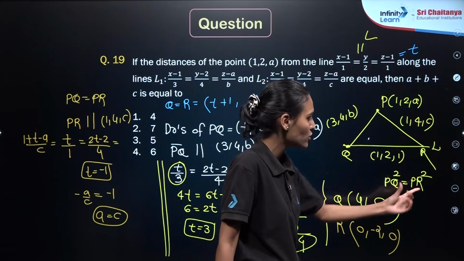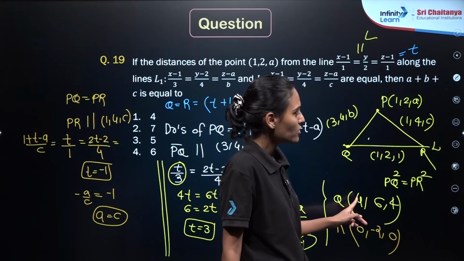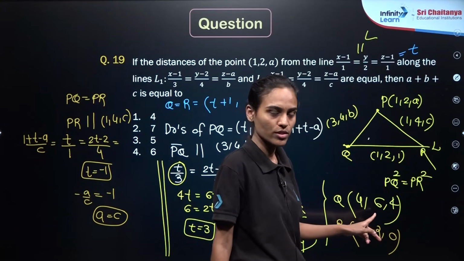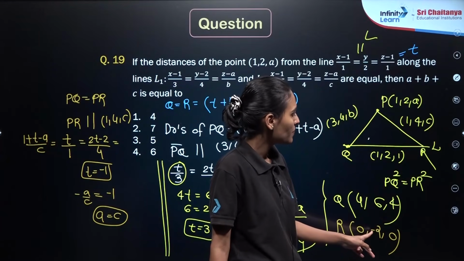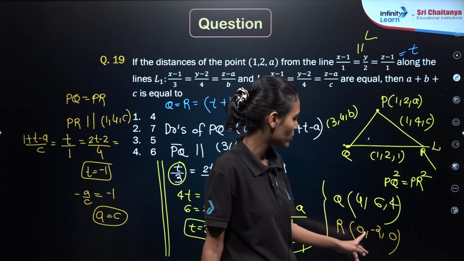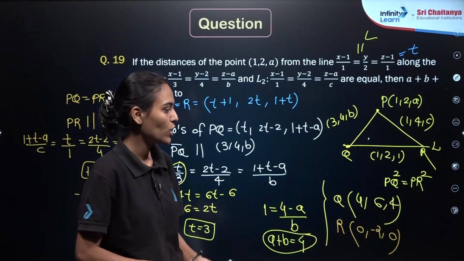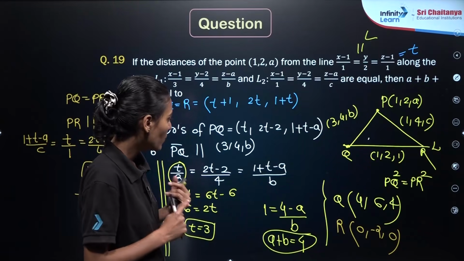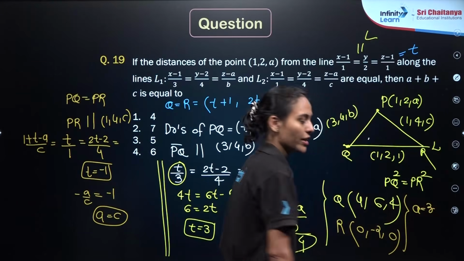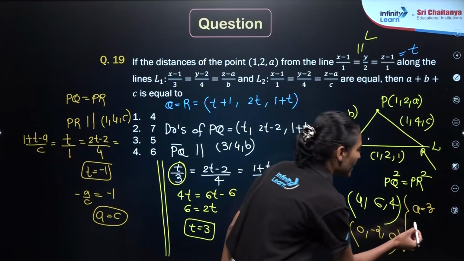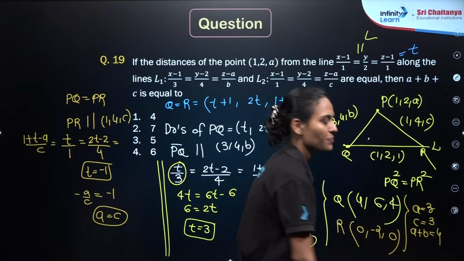Now if you apply the distance formula, what you will get? PQ square means you will get 4 minus 1 whole square plus 6 minus 2 whole square plus 4 minus A whole square equals 0 minus 1 whole square plus minus 2 minus 2, that is minus 4, whole square plus 0 minus A whole square. From there you can find the value of A. You will get the value of A as 3. Okay, if you solve that, you will get A equal 3 and hence C equal 3, because A is the same as C, and then you have A plus B as 4.